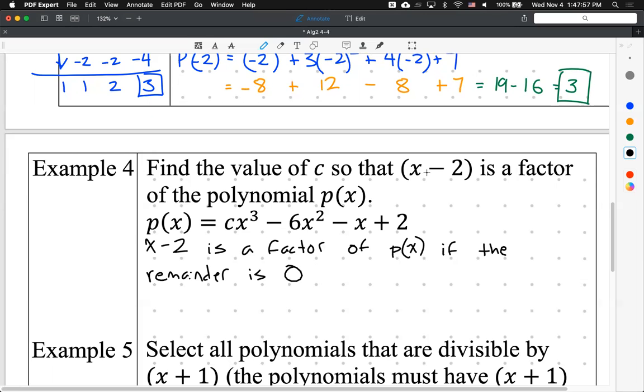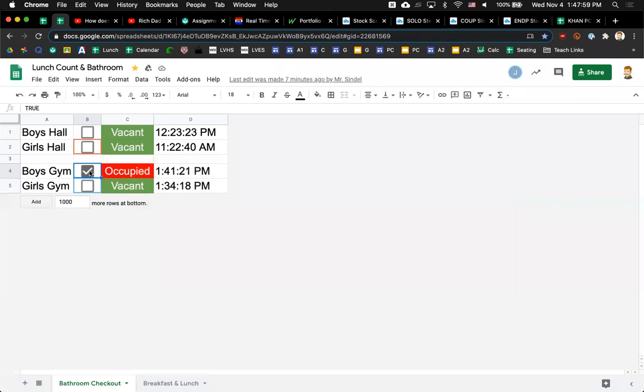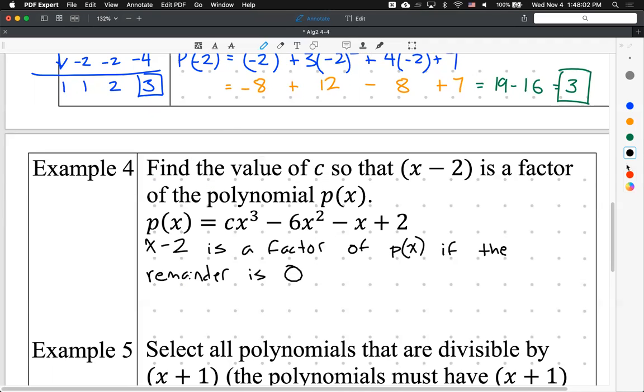So I'm going to go ahead and set up that problem then. I should get out a 0. So I'll say I need a 0, and I'm going to plug in a positive 2. So C times 2 to the power of 3 minus 6 times, oh, what happened to my 6 there? 6 times 2 squared minus, and then 2 plus 2. And then I need to solve for C.